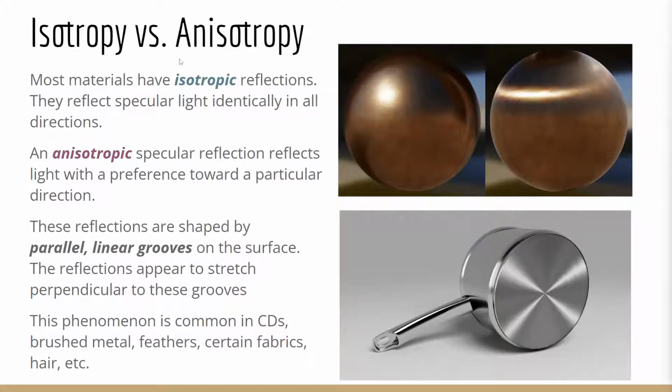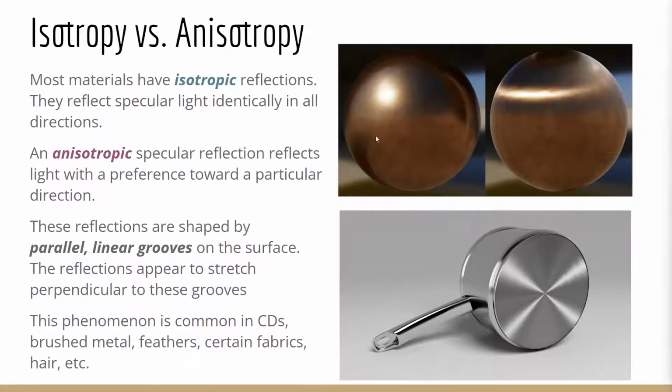So most materials are isotropic, or the reflections are isotropic. What that means is that there's no particular directionality to the reflections. There is, of course, the shape of the object, which is going to change the perceived shape of our reflections, but for the most part, the surface isn't favoring a particular direction for our reflections. An anisotropic object will reflect specular lights in a preference towards a particular direction.